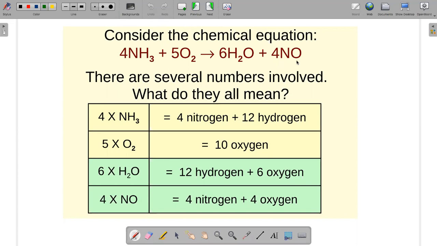So you know that you can count up individual numbers of atoms. The 4 ammonias really mean that there's 4 nitrogens and 12 hydrogens, but more importantly, the 4 ammonia really just mean that there's 4 of these ammonias. That's the name of this, ammonia. And then there's also 5 oxygen molecules. It's true there's 10 oxygen atoms, but what's more important for these mole ratios is that there's 5 oxygen molecules. Similarly, there's 6 water molecules and 4 nitrogen monoxides.